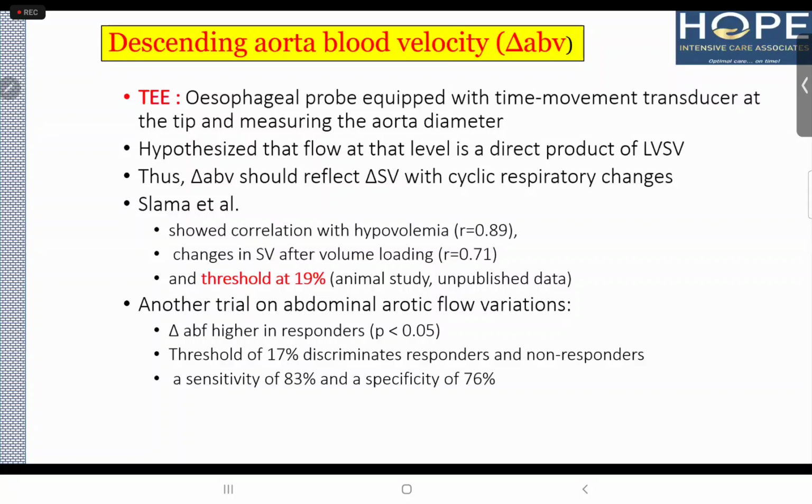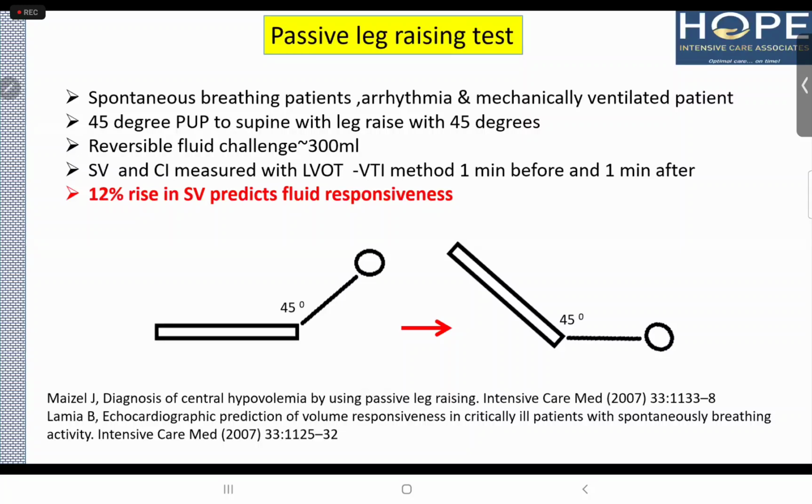The passive leg raising test, you do this way. You monitor the LVOT VTI continuously, first with the propped up position at 45 degrees, and then after making the patient flat with leg elevation. After changing position, measure after 1 minute, exactly at the same spot, get the proper view, and then measure the improvement in LVOT VTI or the stroke volume.